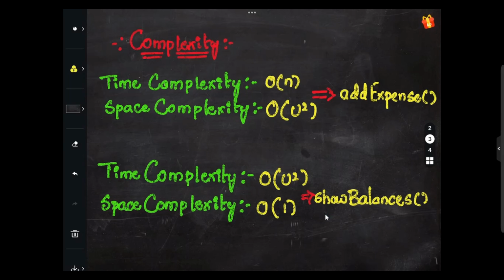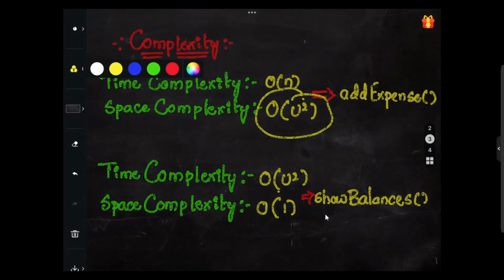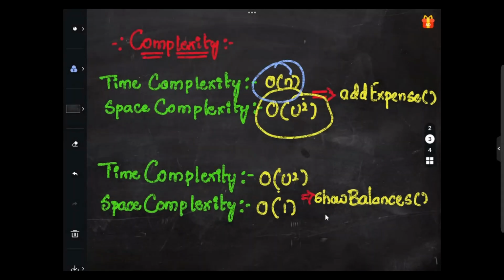Let's go with the space complexity here. The space complexity is big O of u square. In the worst case, all the users can transact with all the other users once, where u is the number of users. So the space complexity would be big O of u square in this case. So for the add expense method, the time complexity would be big O of n and the space complexity would be big O of u square.